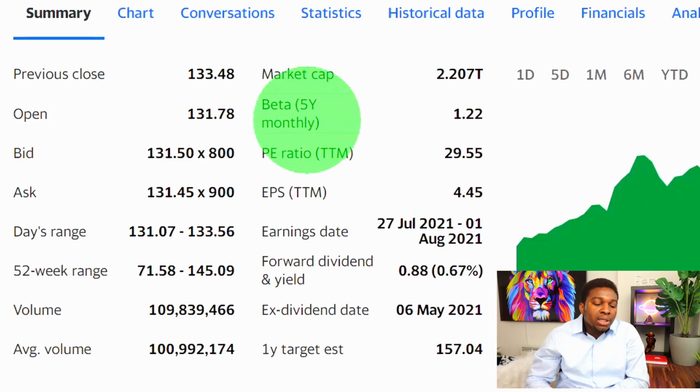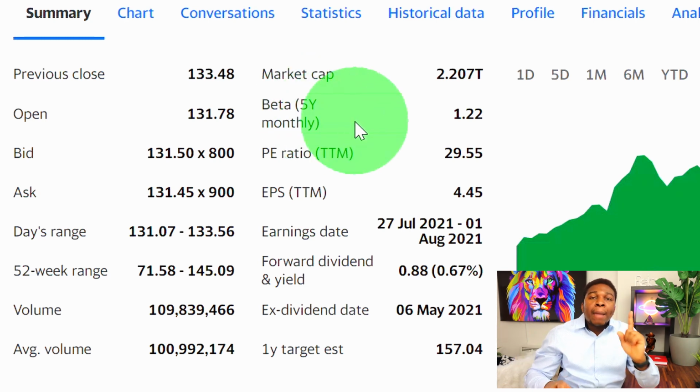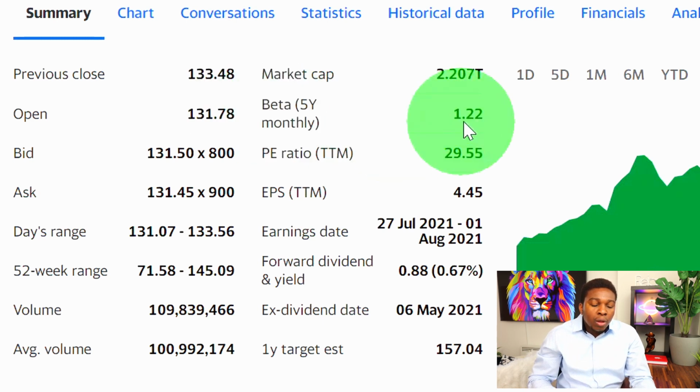Now, the 5Y means 5 years. 5Y monthly means that this number, 1.22, was calculated for a period of 5 years on a monthly basis. So they were taking the figure month by month for a period of 5 years. So January, February, March to December for 1 year. They repeat again, January, February, March to December for another year. So for 5 years, they were able to obtain the mean, standard deviation, and the covariance to solve for this beta to give us 1.22. So it's a period of 5 years calculated using monthly figures.